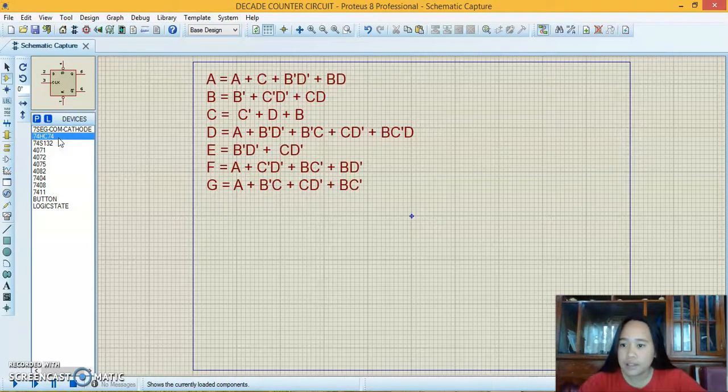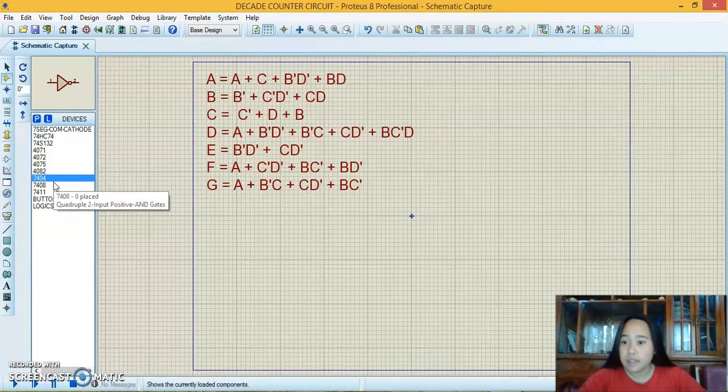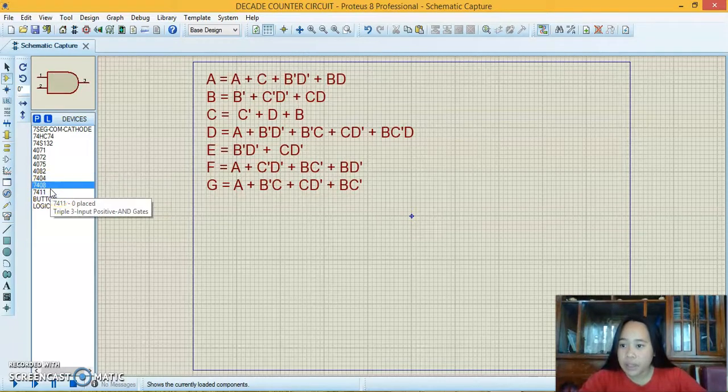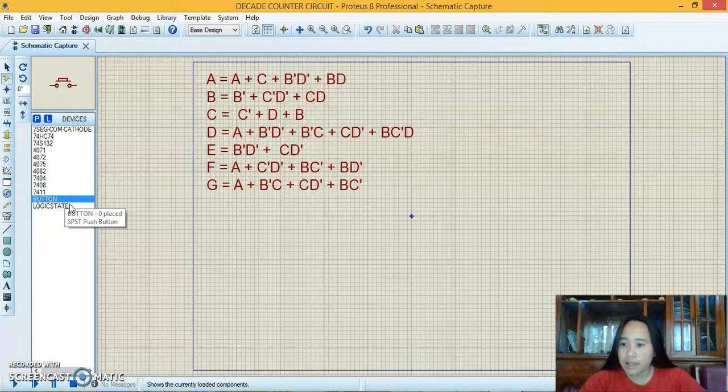74HC74 is the flip-flop. 74S132 is the NAND gate. 4071 is the 2-input OR gate. 4072 is the 4-input OR gate. 4075 the 3-input OR gate. 4082 the 4-input AND gate. 7404 is the inverter. 7408 is the 2-input AND gate. 7411 is the 3-input AND gate, the button, and the last one is the logic state.